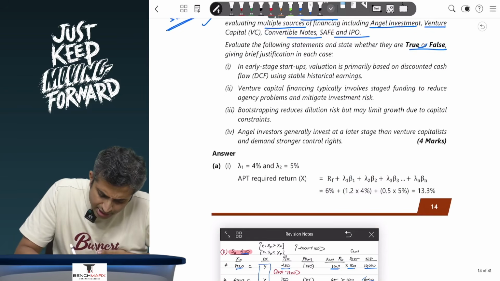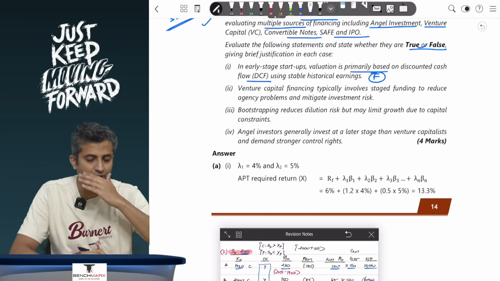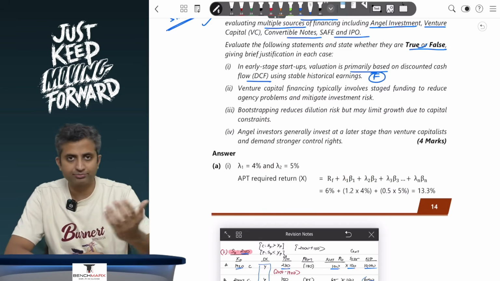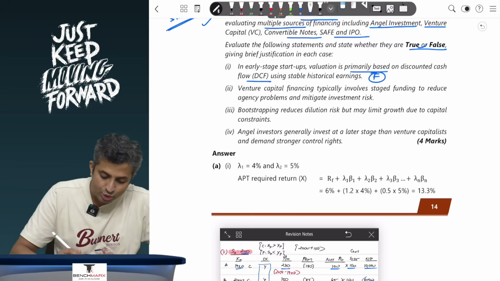In the early stage startups, valuation is primarily based on DCF. Clearly false, because it's an early stage startup, you don't have these earning trajectory, and hence a multiple approach is usually much more suitable rather than DCF.